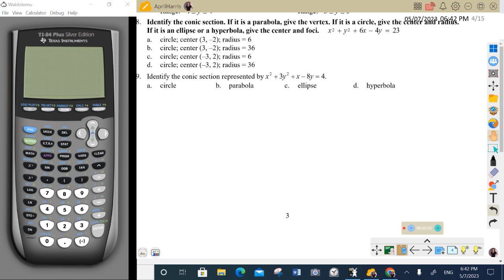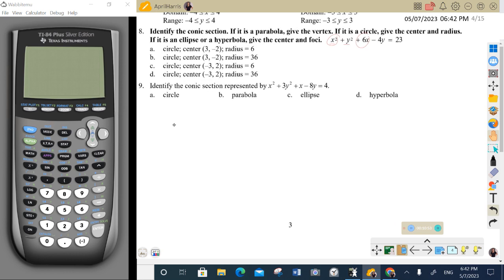But we know that because we got an x squared plus a y squared and they have the same number in front of them. So we need to complete the square twice and put it in standard form. So group your x's, group your y's, move your number to the other side. So x squared and 6x, I'm going to group.